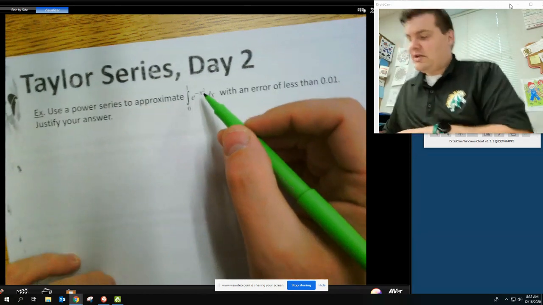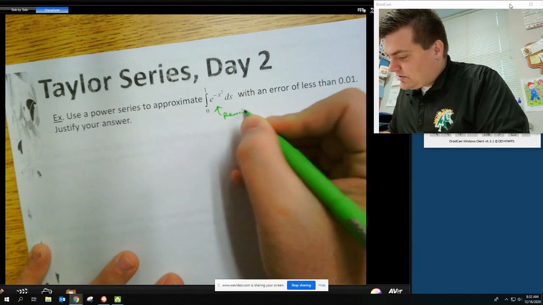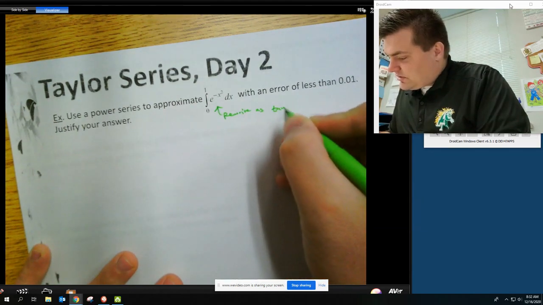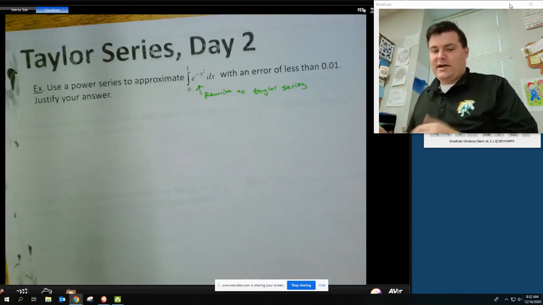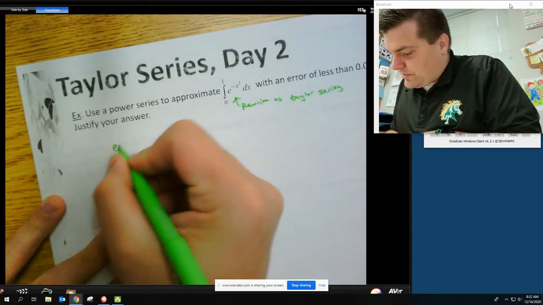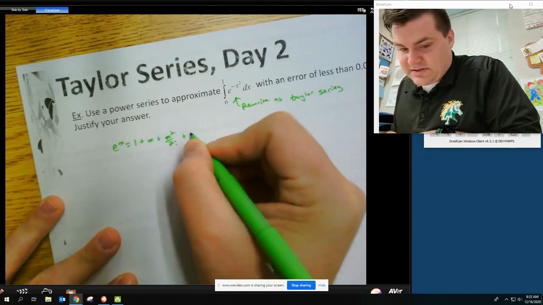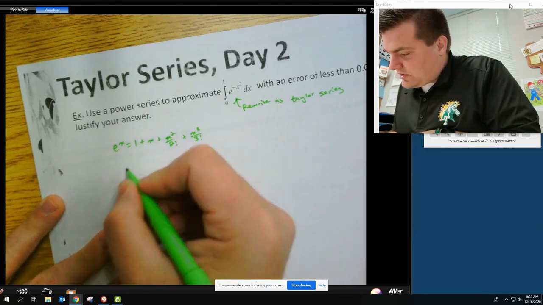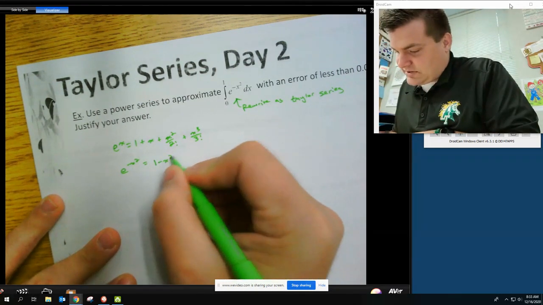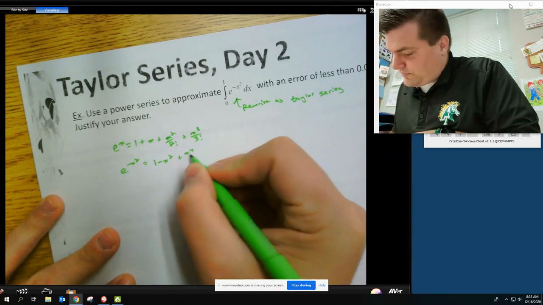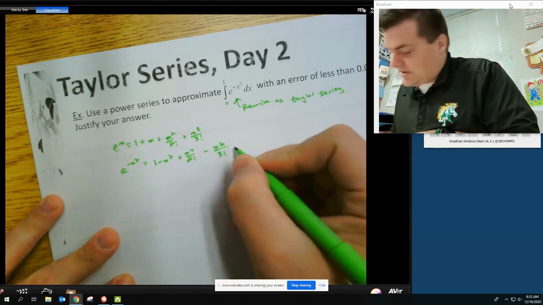So what we're going to end up doing here is rewrite this as a Taylor series, because that's going to turn this into a polynomial, and I can find the integral of a polynomial. So how do we do that? Well, if e to the x is 1 plus x plus x squared over 2 factorial plus x to the third over 3 factorial, e to the negative x squared is going to turn into 1 minus x squared plus x to the fourth over 2 factorial minus x to the sixth over 3 factorial. You get the idea, right?